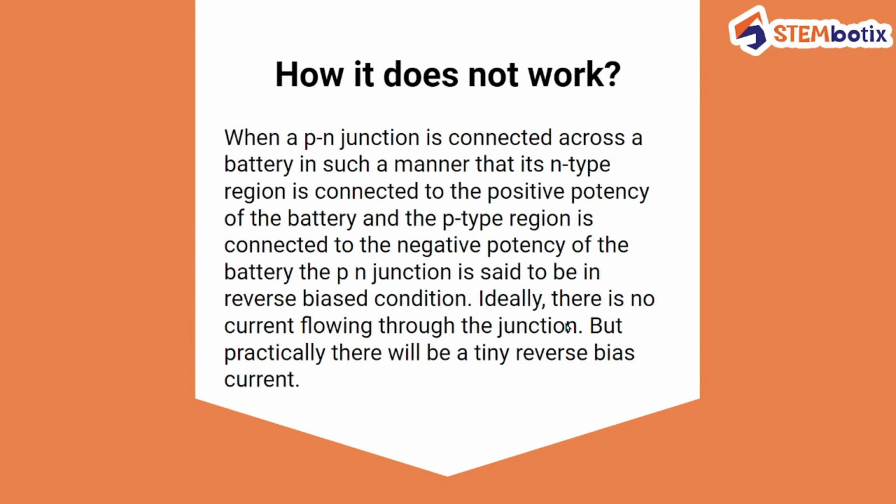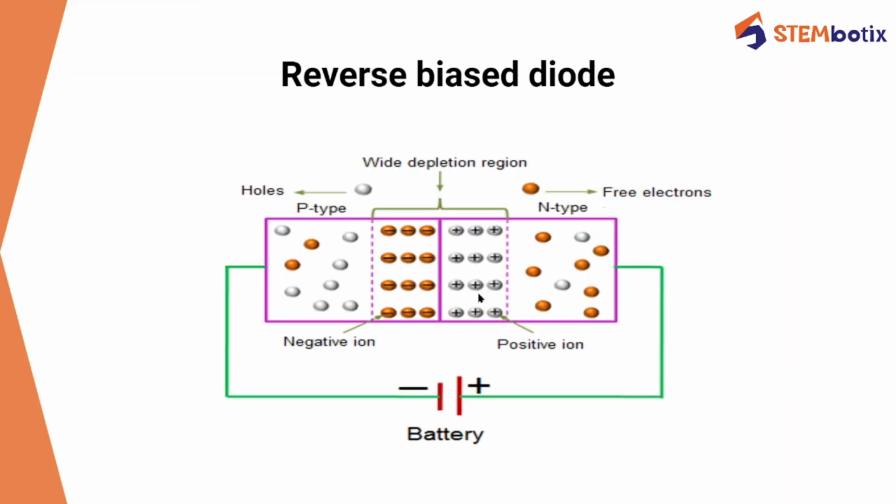Ideally, there is no current flow through the junction, but practically there will be a tiny reverse bias condition. When it is calculated in ideal terms, there will be no current flow, or zero current through this. But in practical, real-life diodes, there will be a tiny reverse bias current, which you can neglect, a negligible reverse bias current.